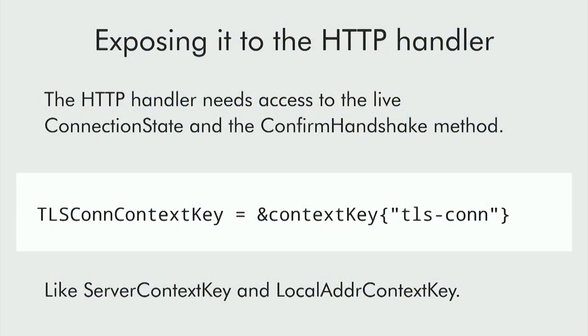Now, the last thing we need to do is somehow expose this API to the HTTP handler, because that's likely where we will want to make the decisions. So for that, of course, I looked at the standard library for inspiration. And the standard library already exposes things like the remote address and the server object through context keys. With the recently introduced context, you can obtain the context for a request from your handler, and then use the context keys to obtain some contextual information. I added a TLSConnContextKey that allows you to retrieve the tls.Conn object, on which then you can call ConnectionState to know if it's 0-RTT, and then ConfirmHandshake if you decide that 0-RTT is not OK today.